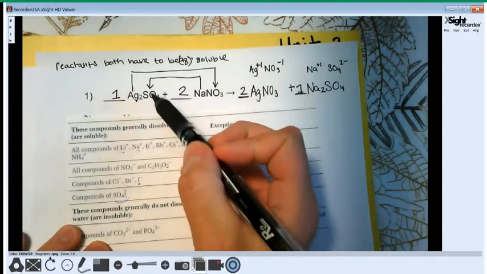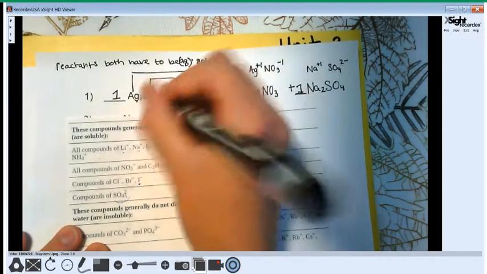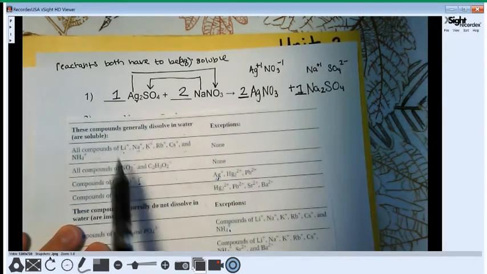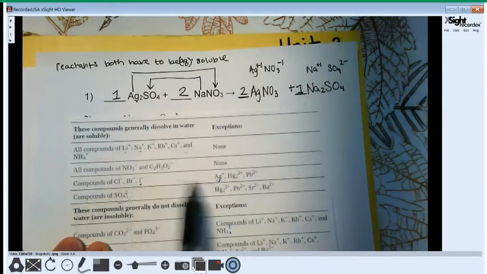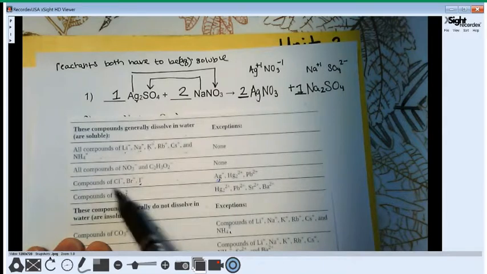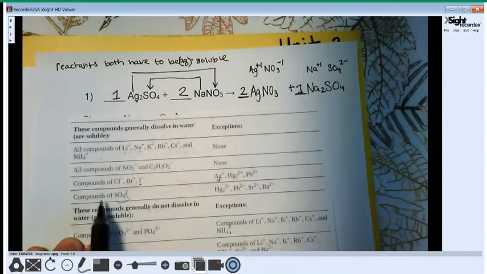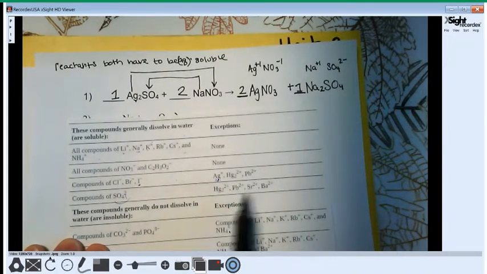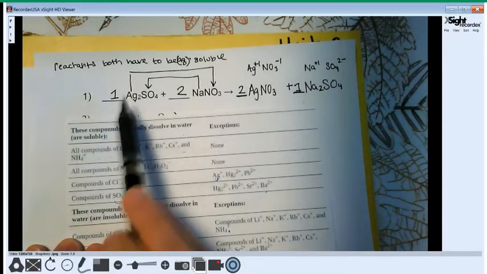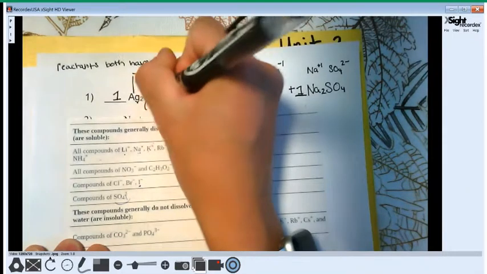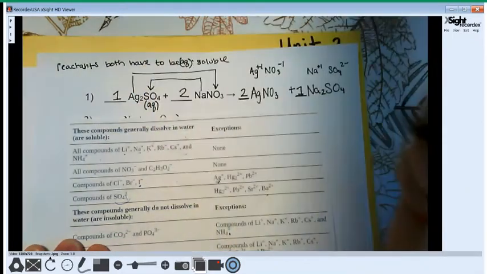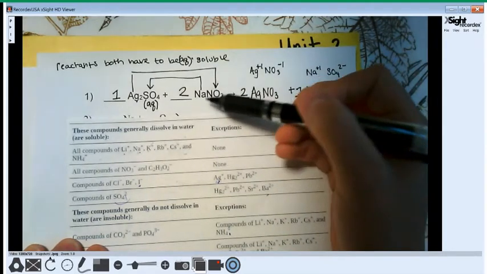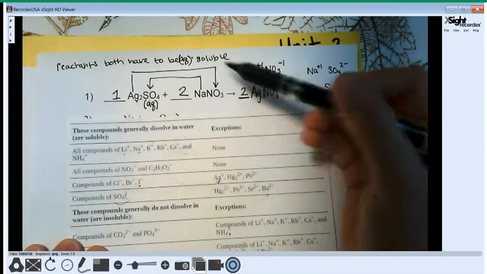So I'm going to do Ag2SO4 first. So I'm looking down my solubility rules, and the first rule that I see that applies to that is the compounds of SO4 rule. So compounds of SO4 generally do dissolve, and the exceptions are mercury, lead, strontium, and barium. So silver is no exception, so this will be aqueous. This will dissolve. This is soluble. So now let's check our second one. So sodium and sodium nitrate.